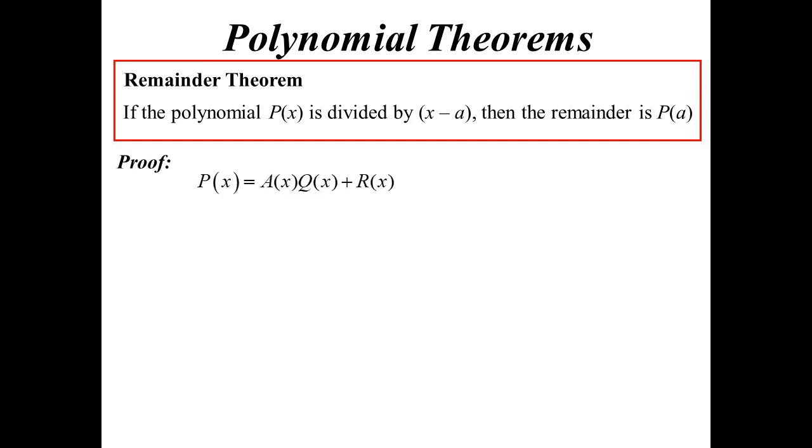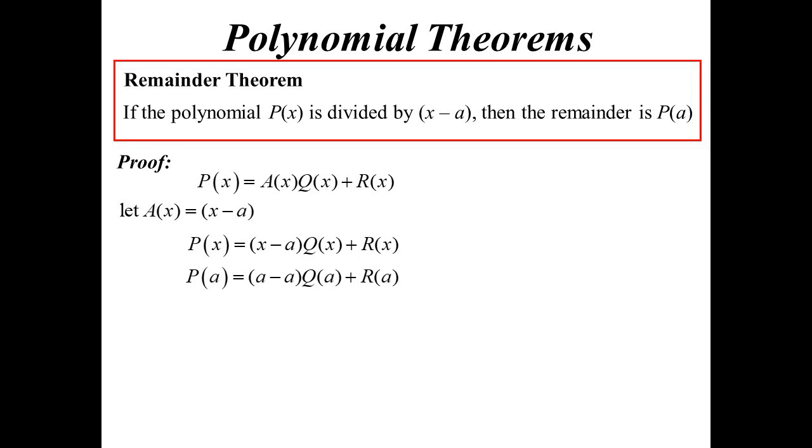Let's just prove that. So okay, there's our algorithm, but now we know that the divisor is x minus a. Now, it's simple enough. Let's substitute in a, and a minus a, of course, is 0. And that leaves me with polynomial a is equal to remainder a. Now, I want to show that it's the remainder x, not remainder a. That, in other words, it doesn't matter what I substitute in, I'm going to get the same answer.